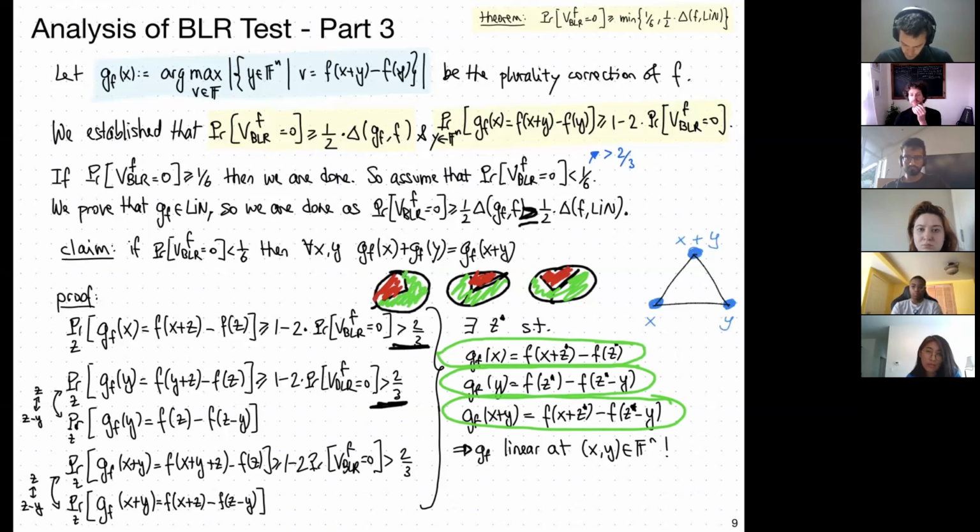Any questions? I have a question. So I didn't quite get, have we proved that this function g of f is linear with some probability, or are we just using probability in our analysis and claiming that g of f will always be linear?